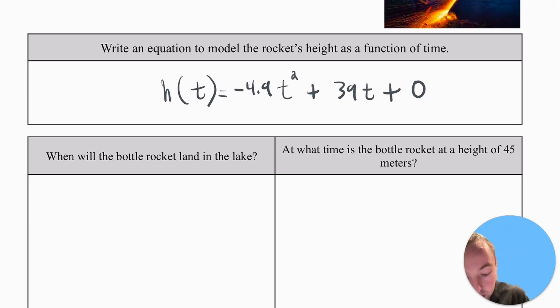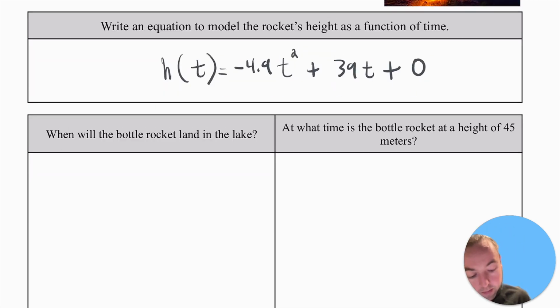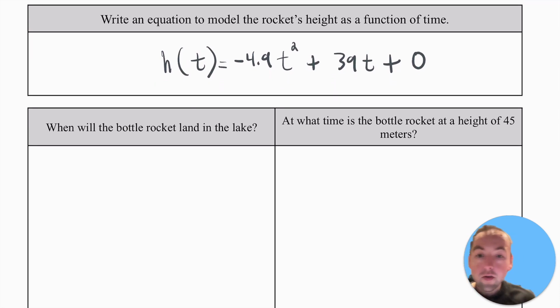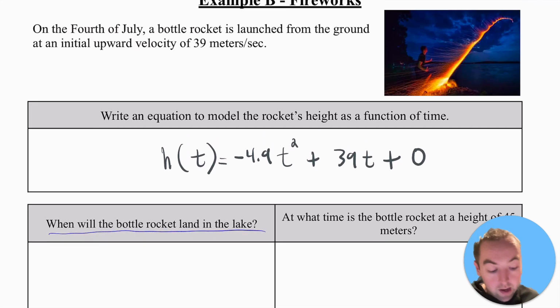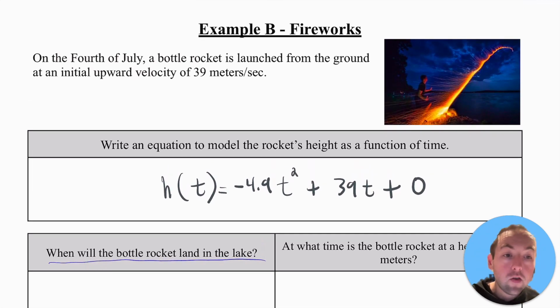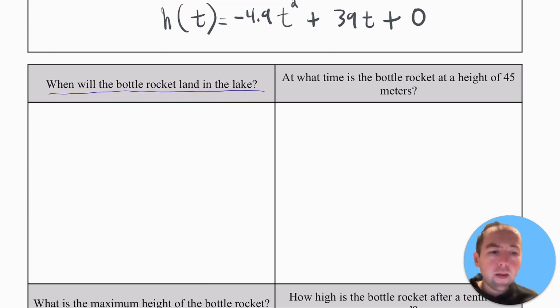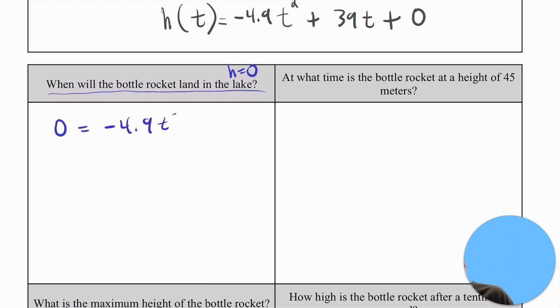Okay, so now we just want to address a number of questions about this bottle rocket that's being launched. First of all, this is asking for when the bottle rocket will land in the lake. As you can see, it's being launched over the body of water there, right? So if it's going to land in the lake, that means it's going to hit the water, which means it returns to a height of 0. So we'd want to plug in a 0 for h and then solve that. If you plug in a 0 for h, you end up with this equation, and then you want to solve this for t.